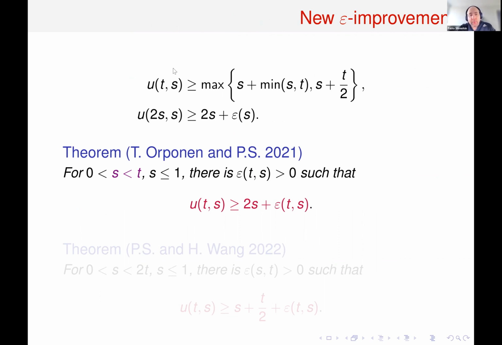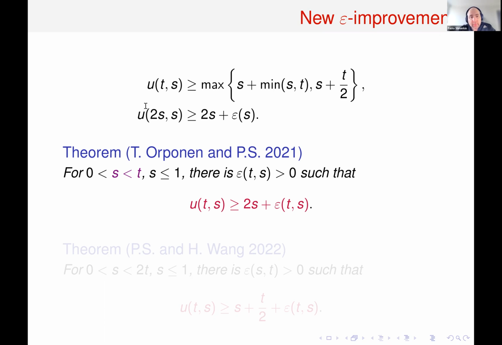Here, I recall what was known before. First, we have the classical bounds. Second, we have the epsilon improvement, but only in the case when t is equal to 2s. And the new things are that with Thomas Orponen, we prove that whenever t is bigger than s, but it could be just a little tiny bit bigger than s, there is an epsilon that depends on t and s, such that we get an improvement over the previous classical bound 2s.